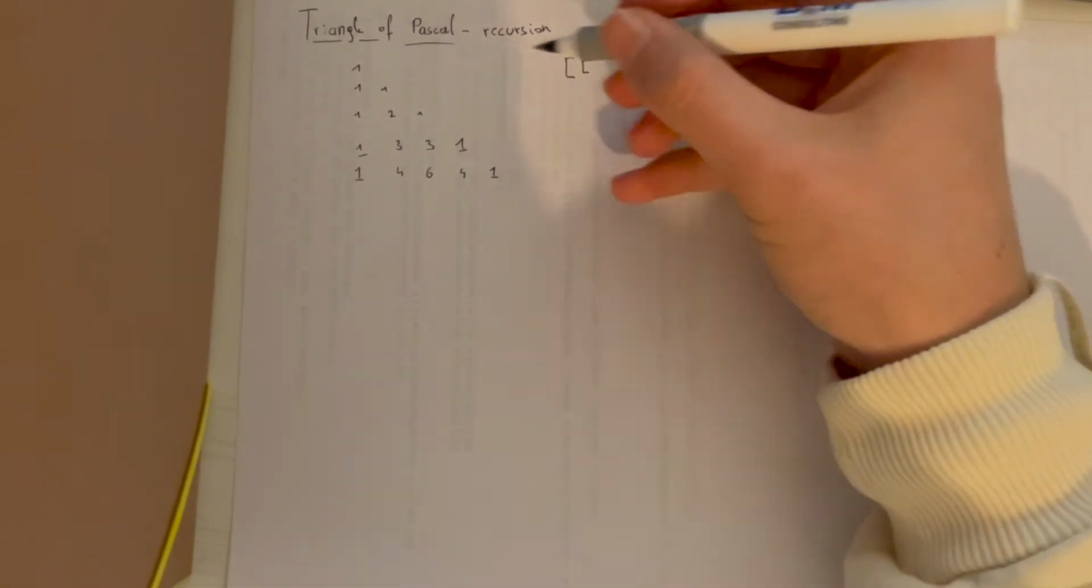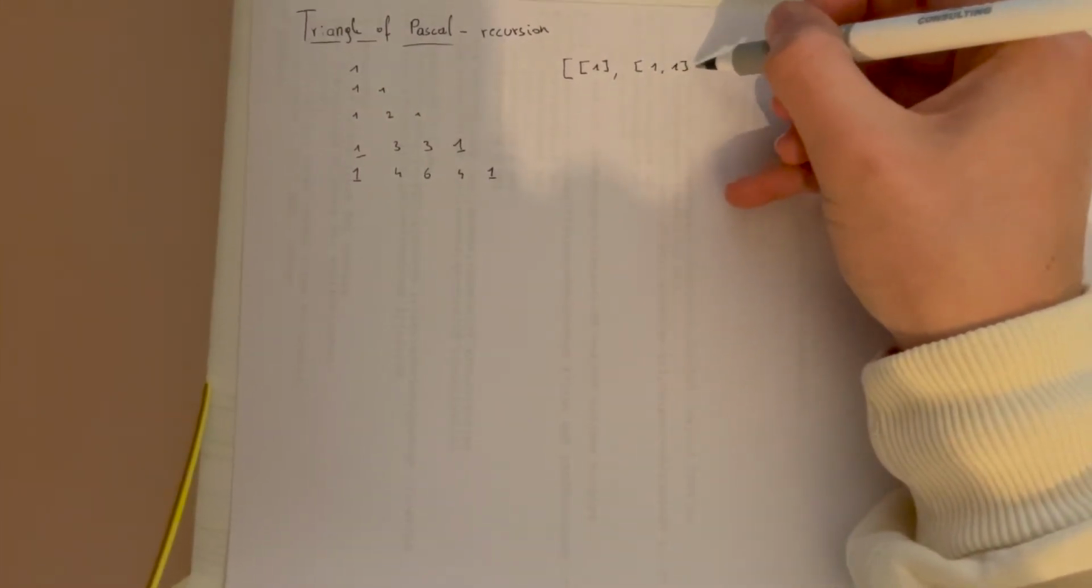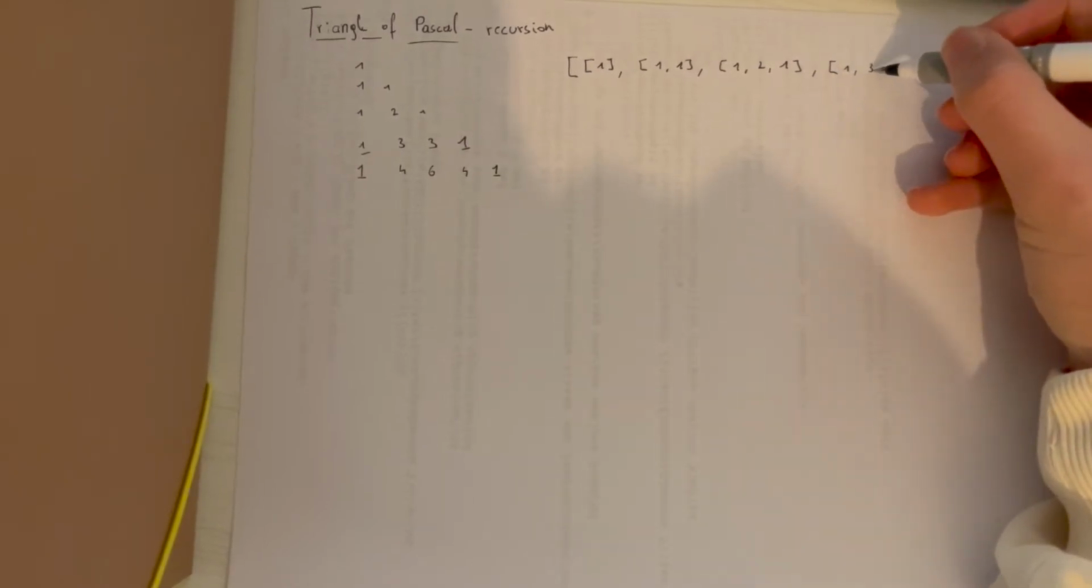And how we are going to represent it in Python is with lists. So actually nested lists, so lists of lists. So we start with the 1, and then each row will get its own list, like this. And so on. So the main concept of recursion is that you start with something trivial.